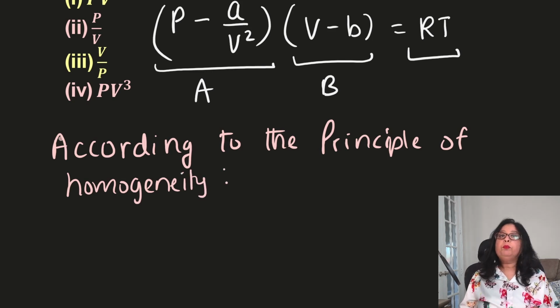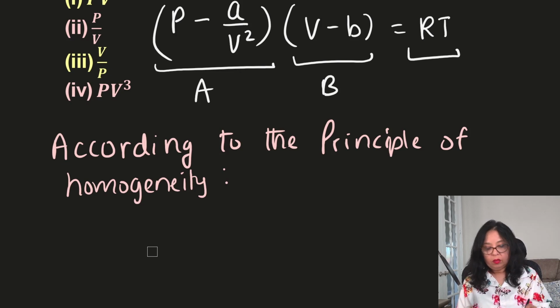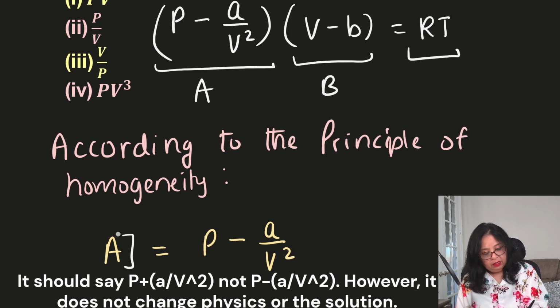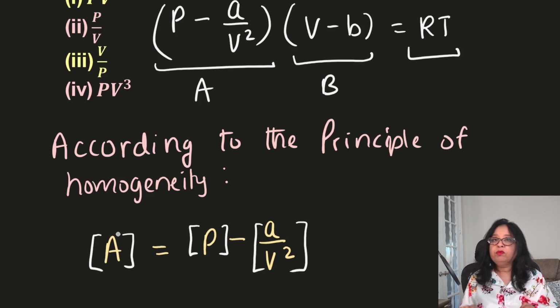Alrighty. The principle of homogeneity says that in an equation or an expression, the units or the dimensions of every single term are equal to each other. Let's apply the principle of homogeneity to expression A. Expression A says A is equal to P minus A over V squared. Now, applying the principle of homogeneity, we'll see that the dimensions of A equals dimensions of P, which is equal to dimensions of A over V squared.